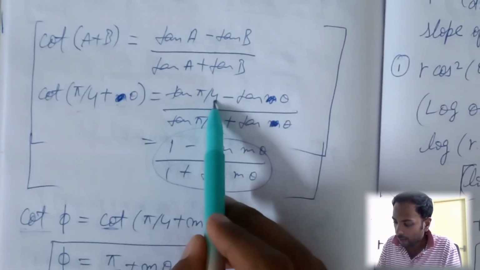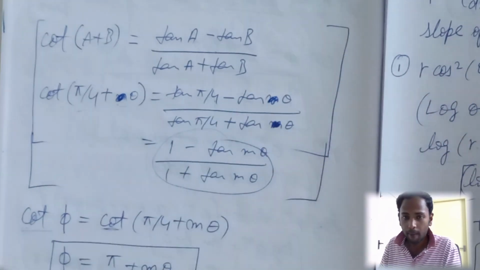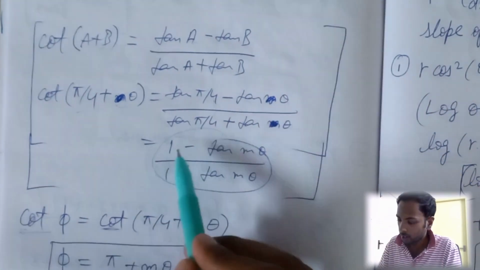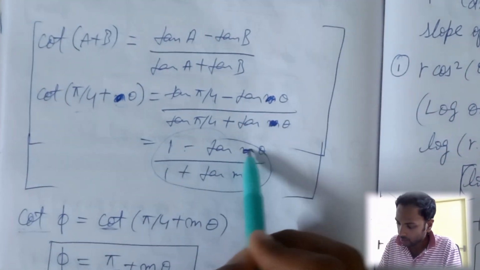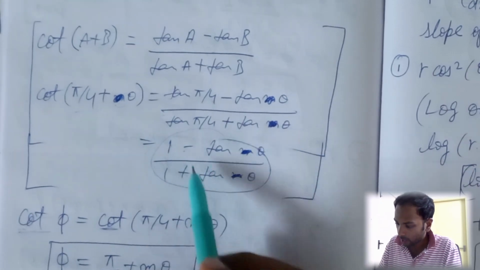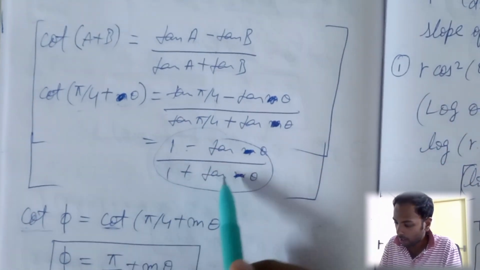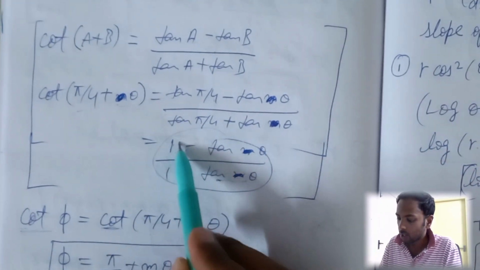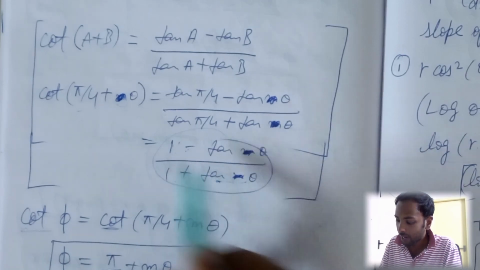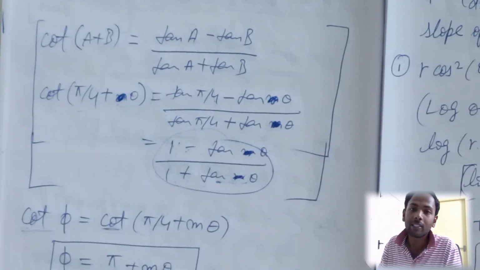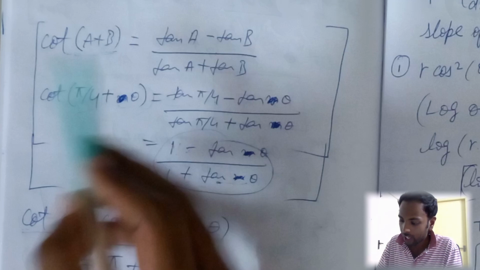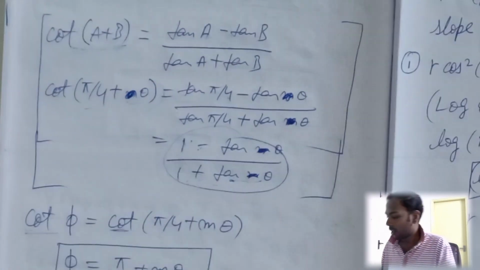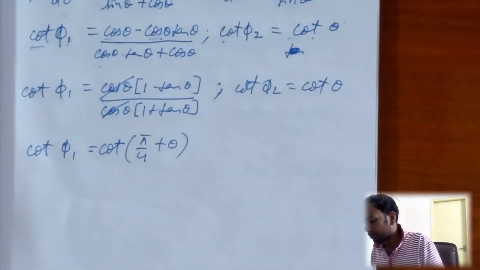So tan 45 is 1. Pi by 4 is 45. Tan 45 value is 1. So 1 minus tan theta as it is, by tan 45 is 1 plus tan theta as it is. So 1 minus tan theta by 1 plus tan theta is what? Cot pi by 4 plus theta, nothing but the cot A plus B formula. That's all it is. So that's how I wrote here.